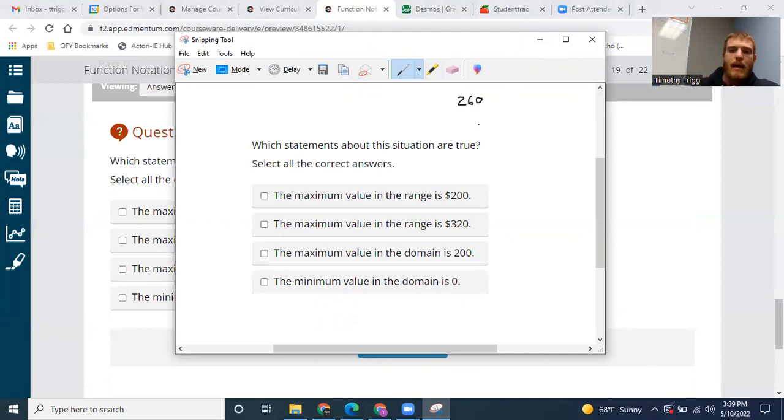So at best, they sell out, right? They sell every single bracelet. So what would be their profit in that case? So let's go ahead and calculate that. So what would be their profit if we do an input of selling 260 bracelets? So this would be $2 times 260, right? Because they're selling them for $2 each, minus the costs, $200. So 2 times 260 is 520, minus the costs gives you a profit of 320. So at most, they'll have a profit of 320. So that's the maximum value of the range.